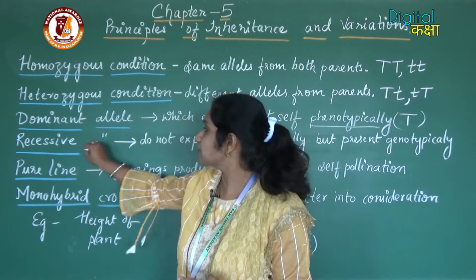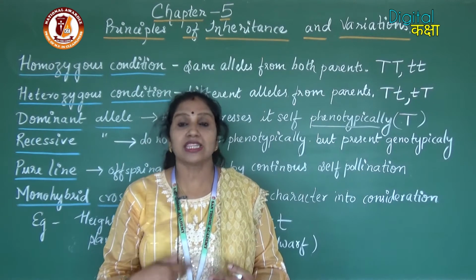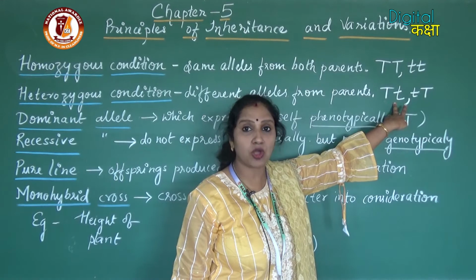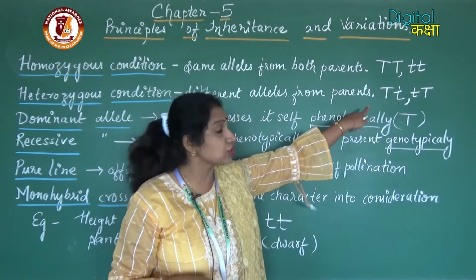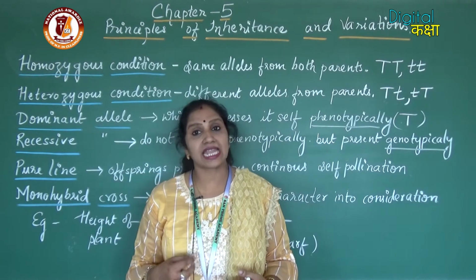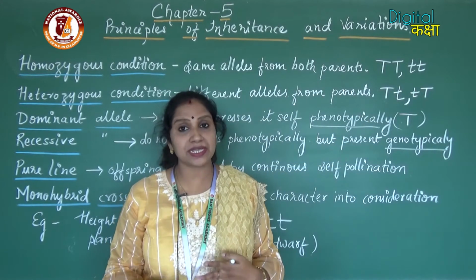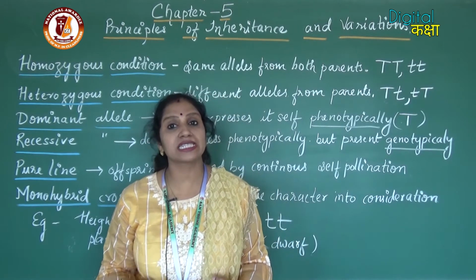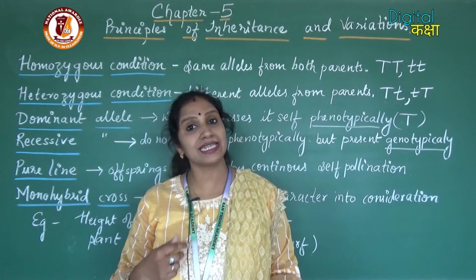Now coming to the second, that is recessive allele. Recessive allele means the allele which is not able to express itself in the offspring, but it is present genotypically, like here you can see capital T and small t. The small t, or the dwarfness allele, is not able to express itself, but it is present genotypically. Such an allele is called the recessive allele. The recessive allele can express itself only in homozygous condition. Dominant alleles can express themselves in homozygous as well as heterozygous condition, while the recessive allele can express itself only in the homozygous condition. So this was about the dominant allele and the recessive allele.